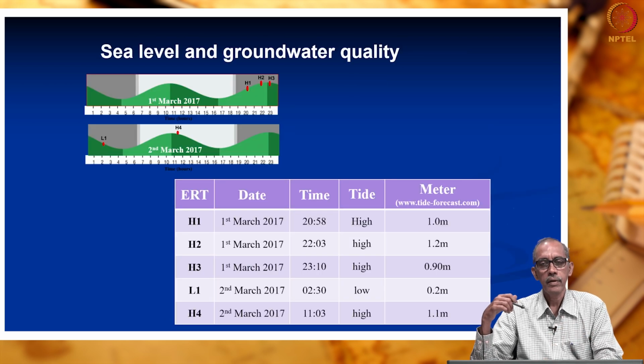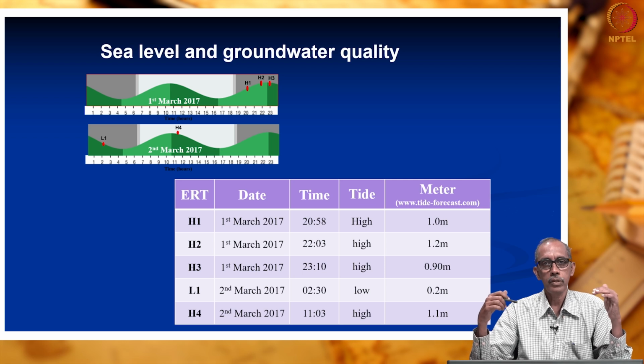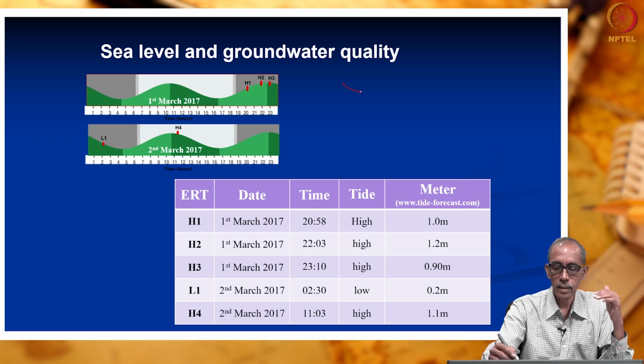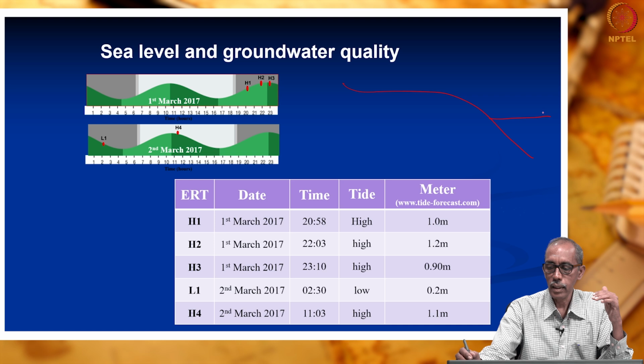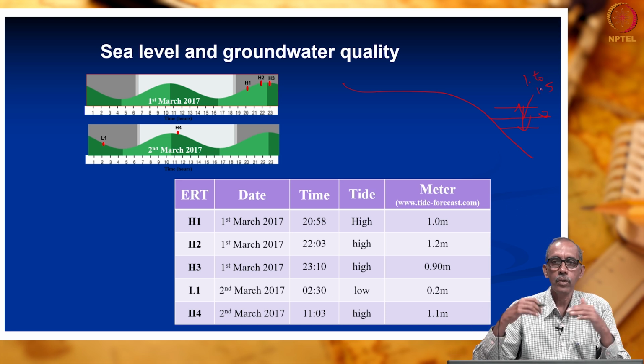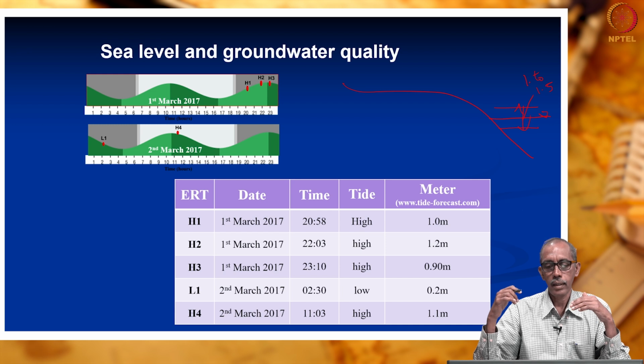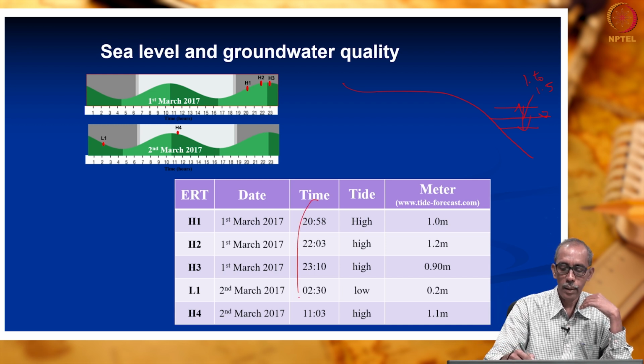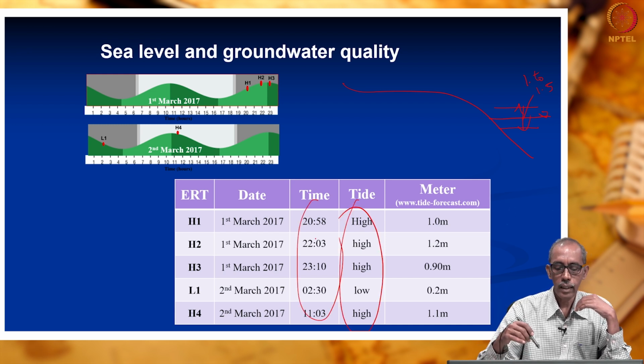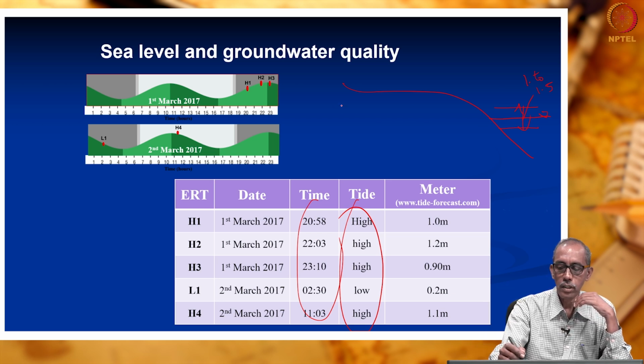Here is another study wherein we wanted to study the effect of tidal fluctuation on a coastal aquifer, right. This is a coastal aquifer, this is the sea level. The sea level varies nearly by 1 to 1.5 meters due to tidal fluctuations. So, these are the times having high and low tide close to Chennai, right.